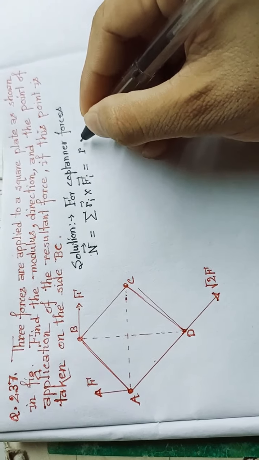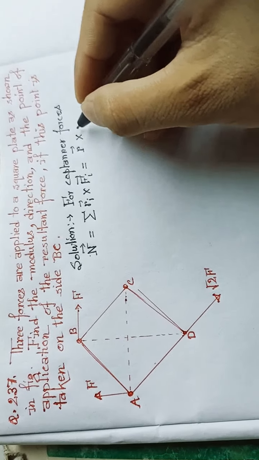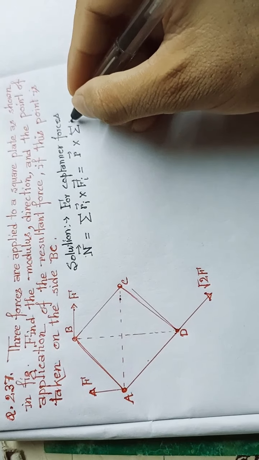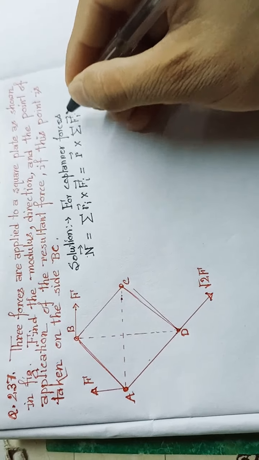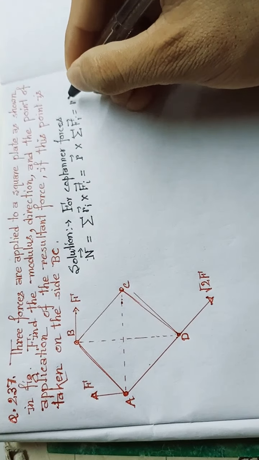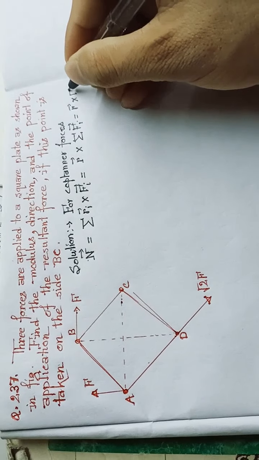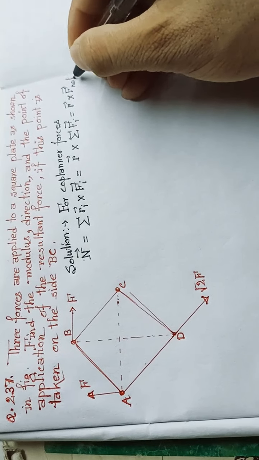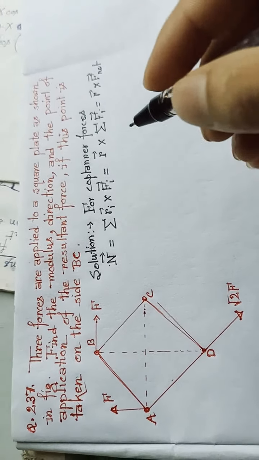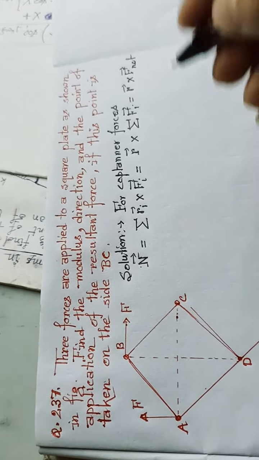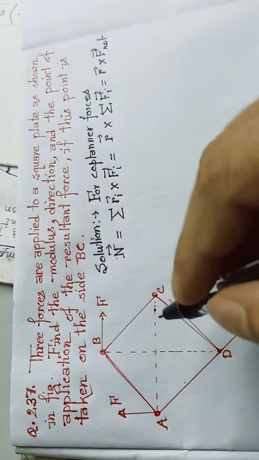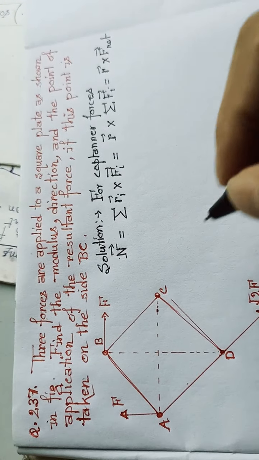R cross summation of Fi, where summation of Fi represents the net force, or equal to R cross F net. So for finding the net moment, we have to find the net force and its arm length. So for finding the net force, we'll consider the force which is acting in any particular direction.